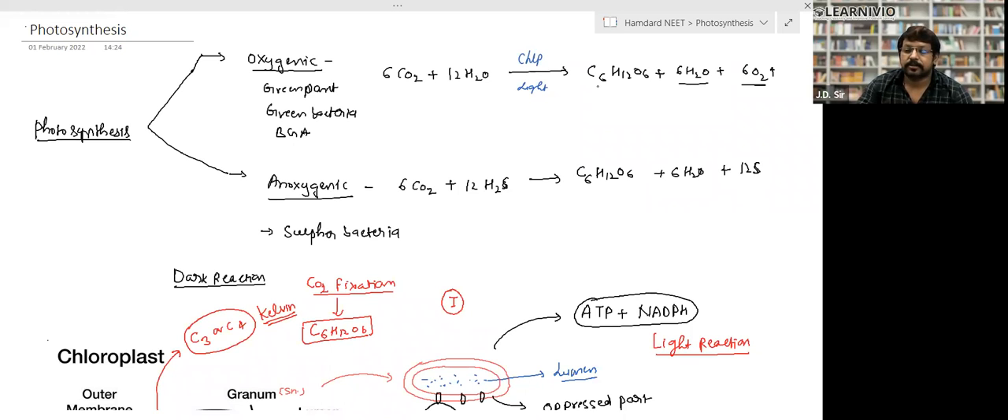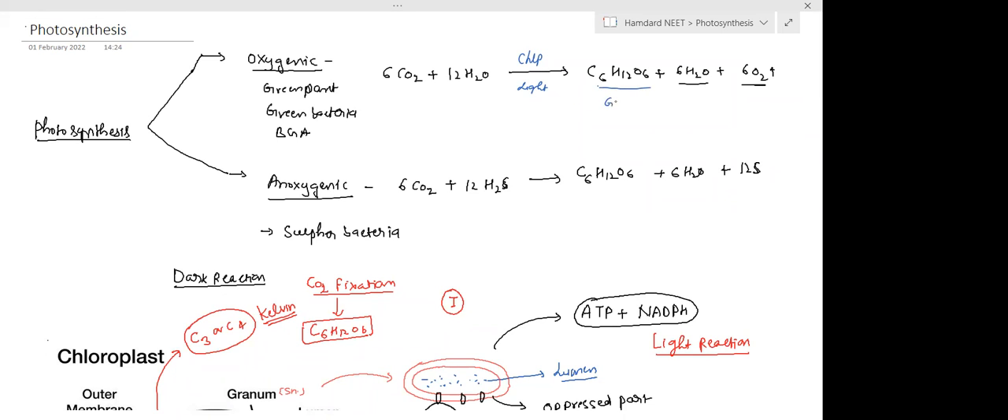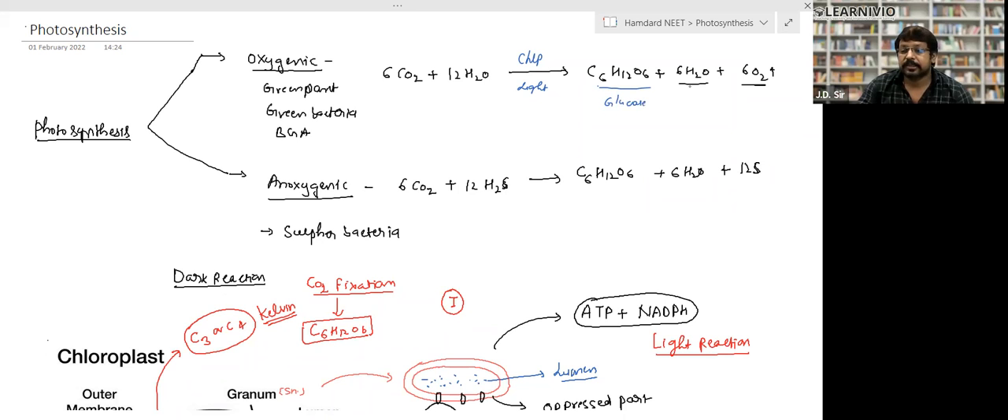What is that? C6H12O6, that is glucose. So formation of glucose takes place. Then 6 water molecules go out as waste, and as a byproduct, formation of oxygen takes place. That's why we call it oxygenic photosynthesis, right? What is anoxygenic? An means without, oxy means oxygen, and genic means production. Anoxygenic means without oxygen production, right?